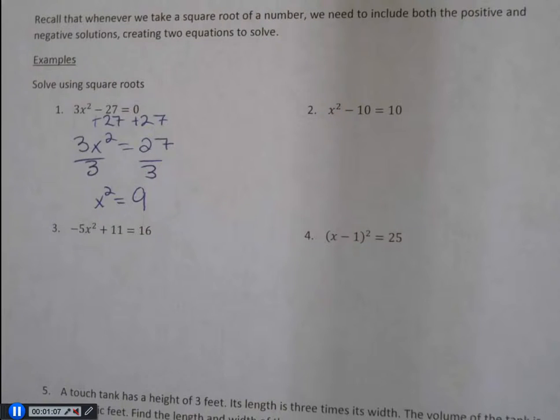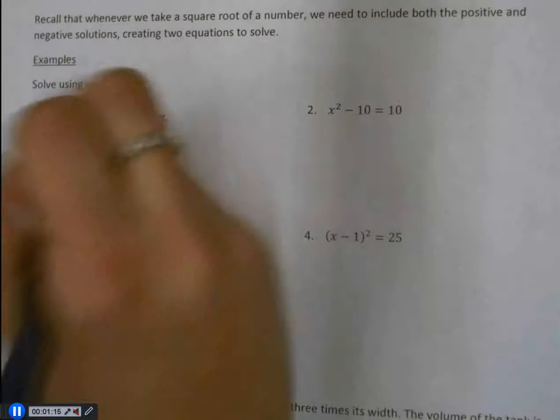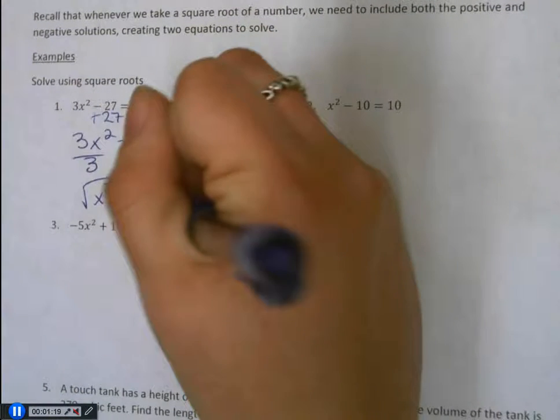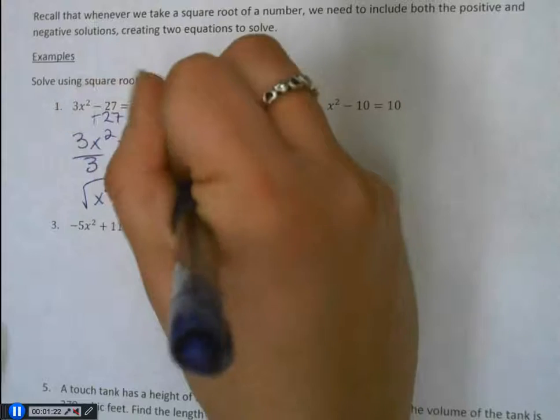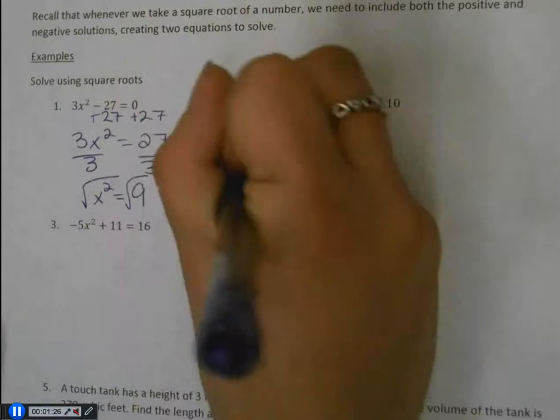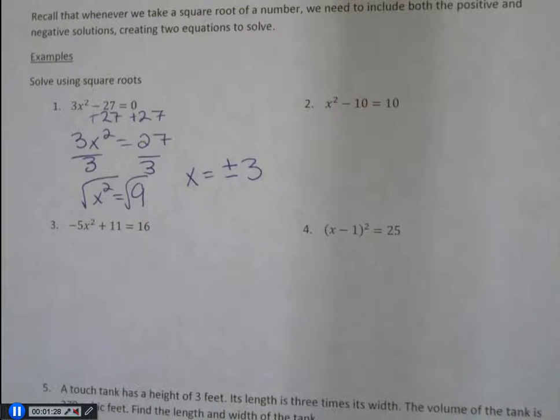Yes, but how did you figure that out? Square root? Okay, so when I draw the square root symbol, like I just did, it's going to be plus and minus 3. Because remember, negative 3 times negative 3 is also positive.